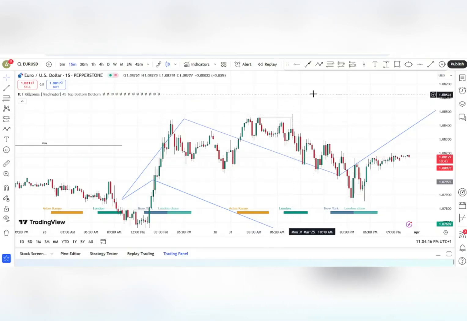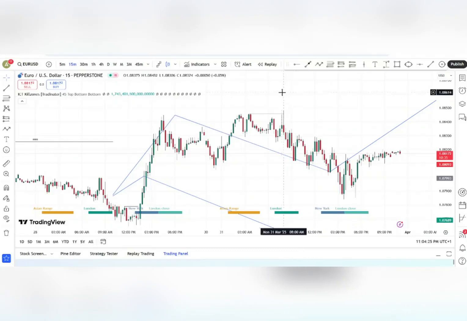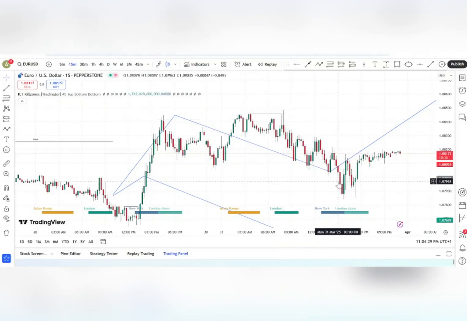So after this now, AMD, what are we waiting for? We are waiting for distribution, but for distribution to go on, we need to add other confluence. Remember, this is a swing high. Swing high indicates bearish bias.